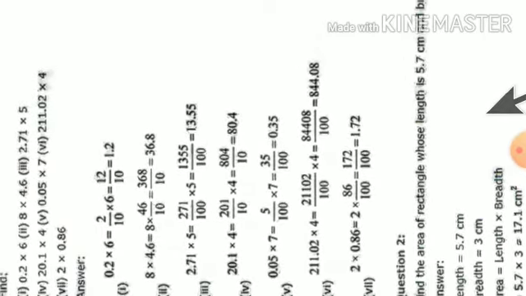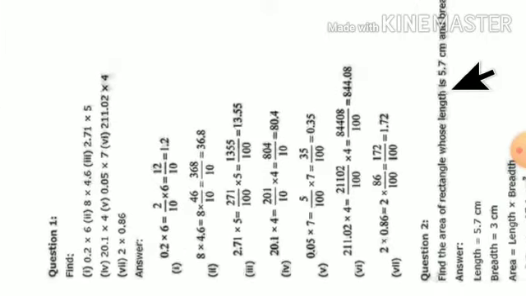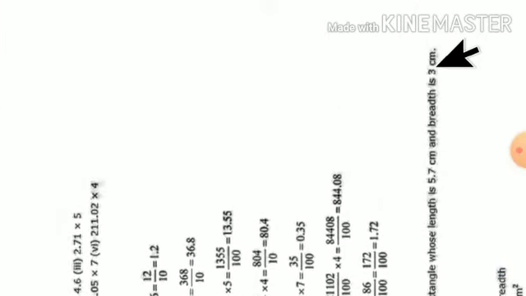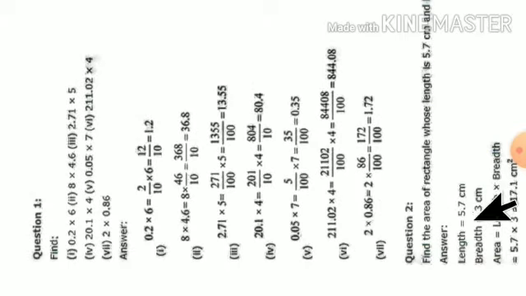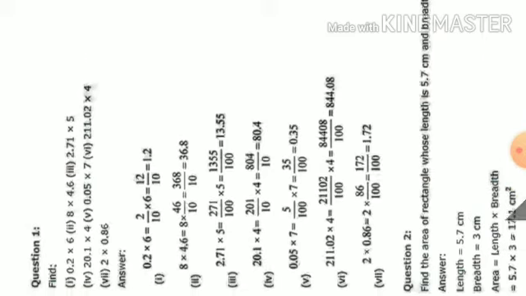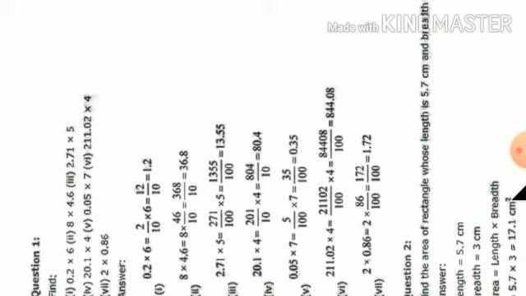Now question number 2 is given. Find the area of rectangle whose length is 5.7 cm and breadth is 3 cm. So you have to find the answer. Length is how much given? 5.7 cm, breadth is 3 cm. Now area of rectangle formula is length into breadth. So we will multiply the two.